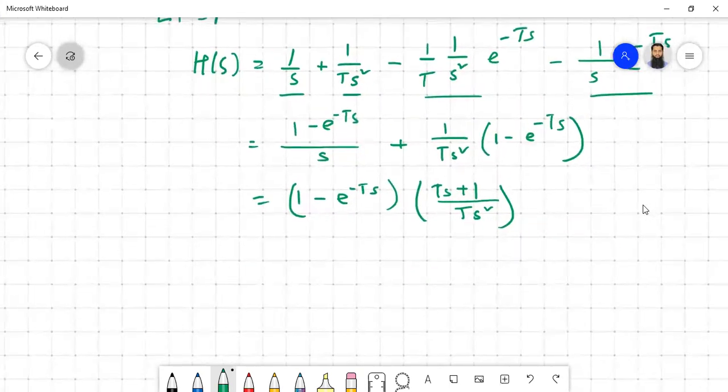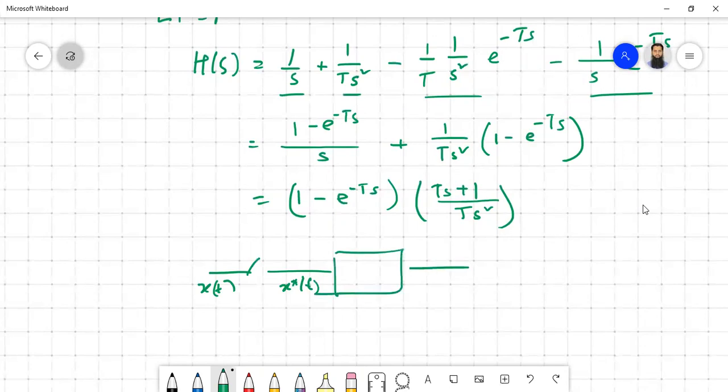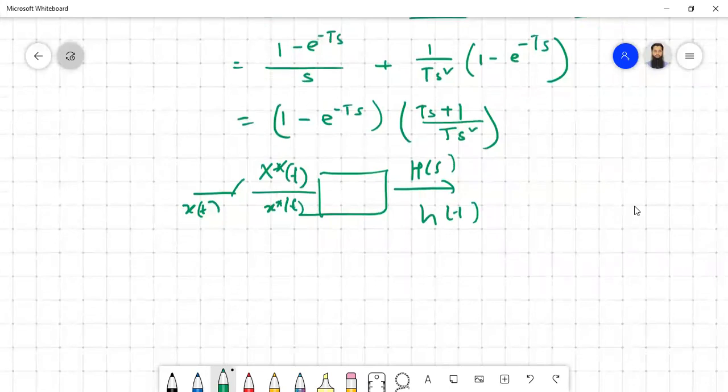Okay, so this is your H(s), but we are interested in the transfer function. What we had here is x(t), and we have x star(t). Then we have our transfer function, and we have h(t). So basically x star(t), and then we have our H(s). We already figured out what H(s) is, so we have to figure out X star(s). Based on that, if you divide output by input, it should give you the transfer function, which has to be your Gh1. We already figured out X star(s) from the impulse sampling.